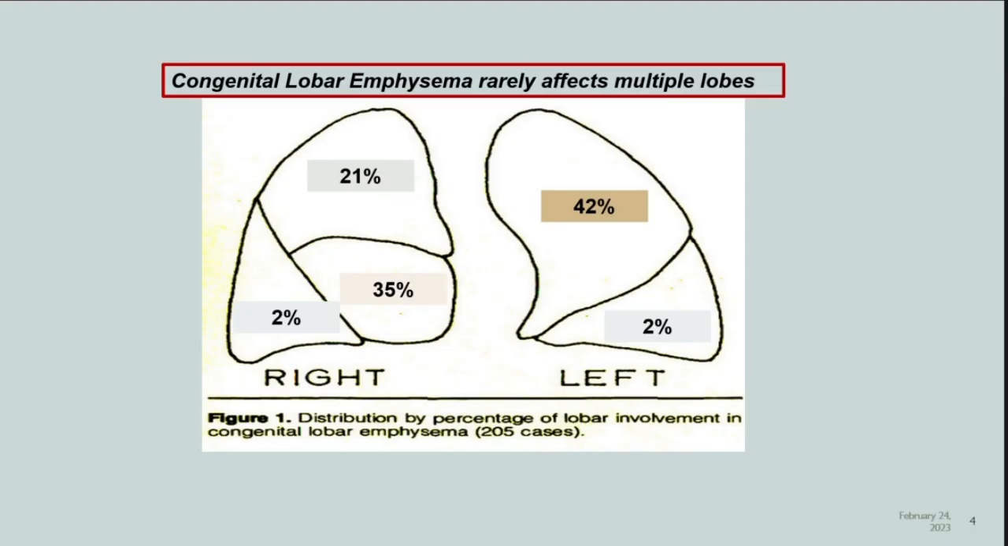The different pulmonary lobes are variably affected by congenital lobar emphysema. The left upper lobe is affected most often at 42%, followed by the right middle lobe at 35%, right upper lobe 21%, and lower lobes at 2%. Congenital lobar emphysema rarely affects multiple lobes.